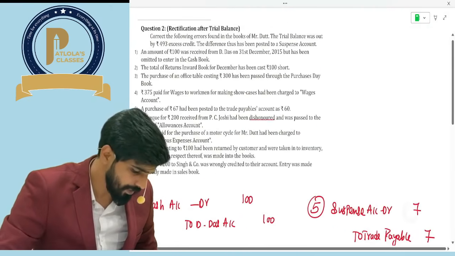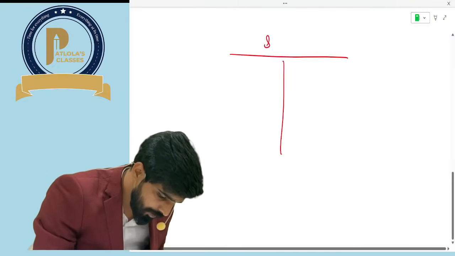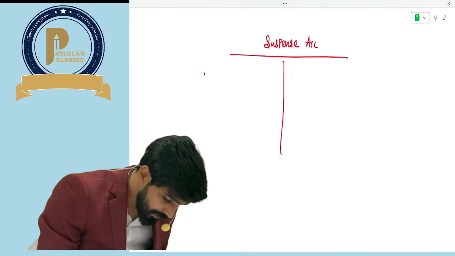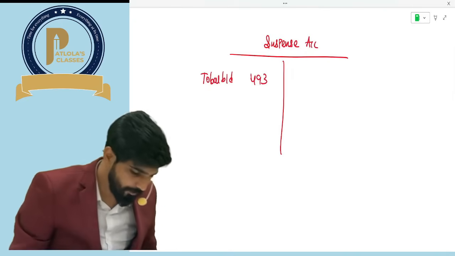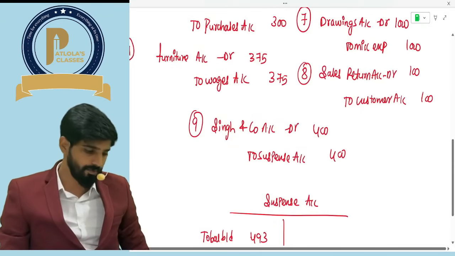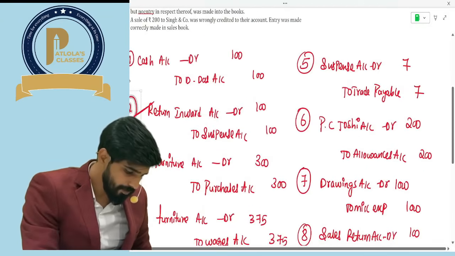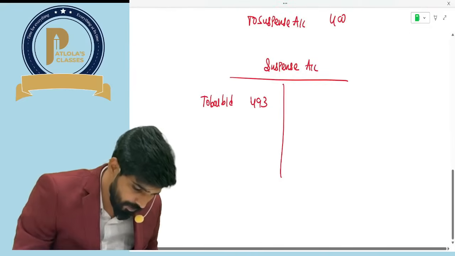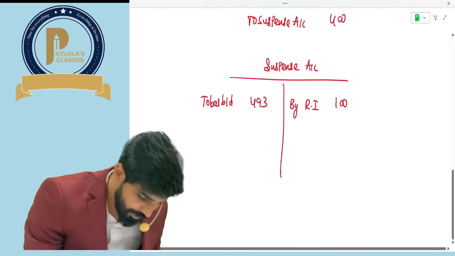How much balance is there in suspense account? Suspense account balance is 493. So I can prepare a suspense account. It is debit balance, it is to balance brought down, it is 493. So wherever in your rectification there was suspense, you can post that. In second entry, there is something called as suspense. So in suspense account, we are going to write by return inwards. How much is that? 100.